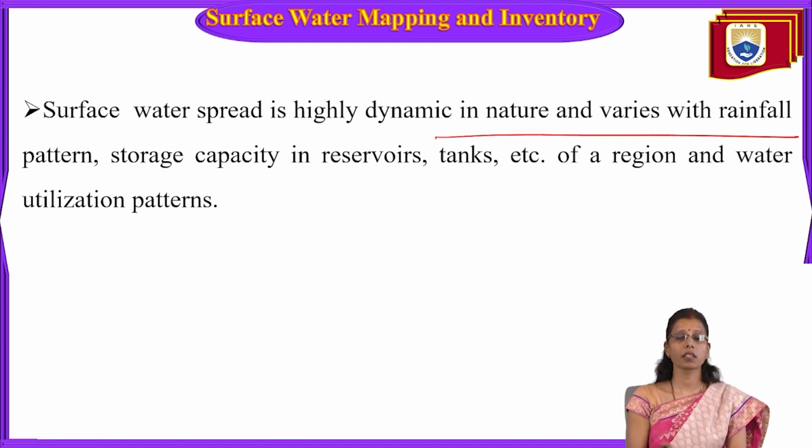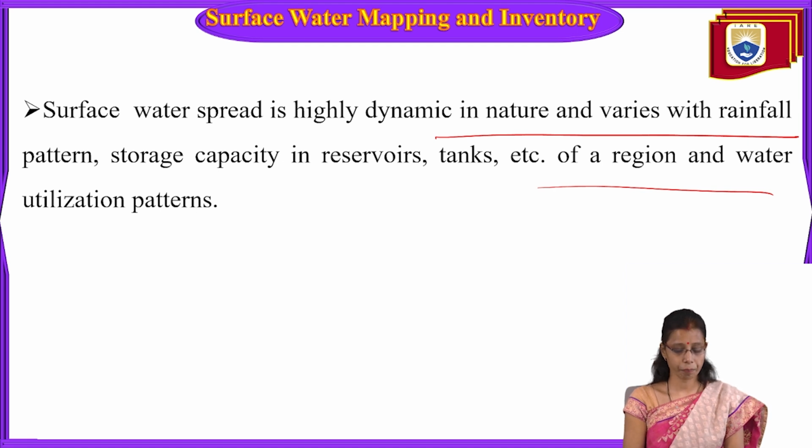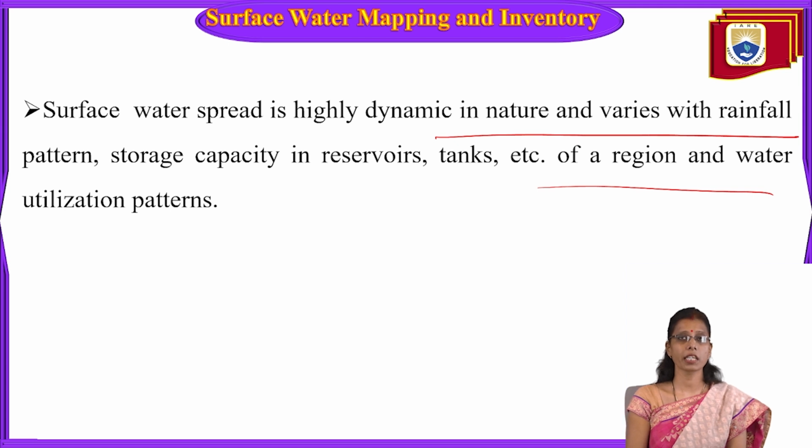Wherever the rainfall occurs, if you map such areas, you will find that in some seasons the water will be less, and in some seasons the water will overflow, which will lead to floods in such areas. The pattern and storage capacity of reservoirs, tanks, etc. of the regions, and water utilization, also will be decreased in such areas. So the surface water is dynamically changing due to rainfall, utilization purposes or urbanization practices, and keeps on changing in the different regions of the water resource.